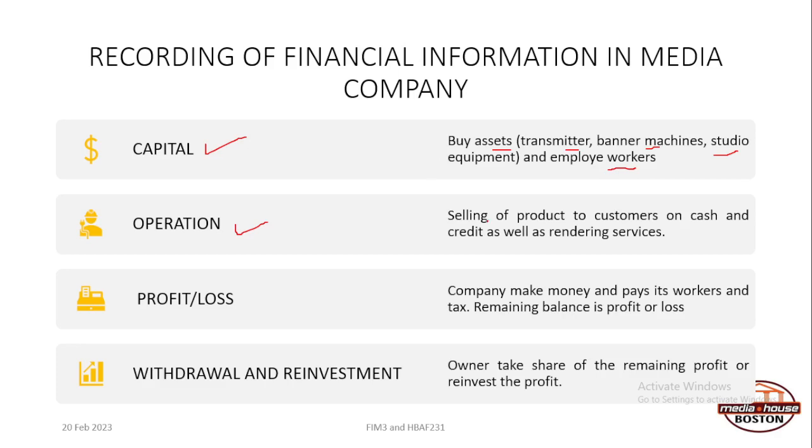Therefore, you start your production, shooting the show, and then you start selling the show to TV or to those channels. If it's a newspaper, you start selling to individuals. If you're producing banners, you have customers who come and require a number of banners that you produce for them, and then you sell the product to the customer on cash. You will either sell the product to the customer on cash or on credit, as well as rendering services, depending on what type of service you'll be offering within the media industry.